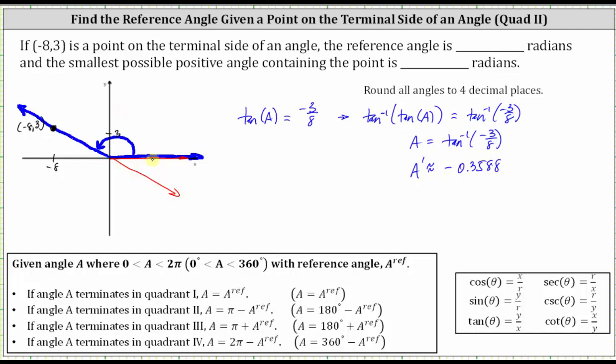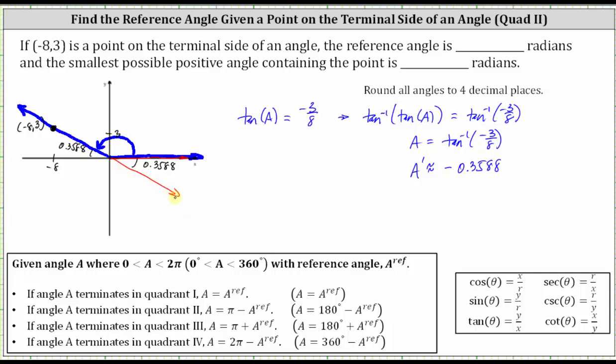So the angle rotating clockwise is negative 0.3588 radians, which means the reference angle would have to be positive 0.3588 radians. And the reference angle of this angle is the same reference angle of the angle we are looking for in the second quadrant. So this angle here is also 0.3588 radians.